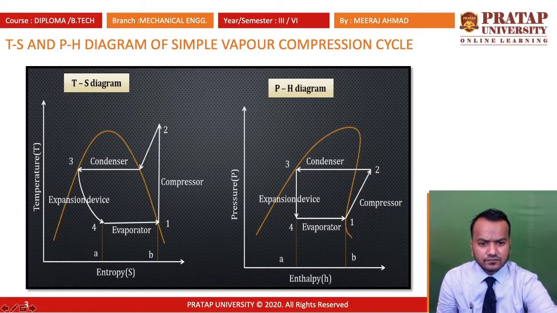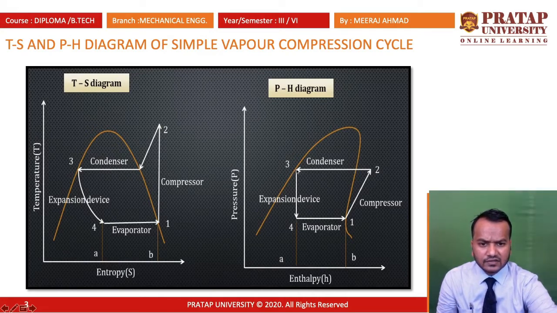You can see that at point 1 this is the saturated vapor line, then it enters the compressor, from 1 to 2. After that, this is a constant pressure heat rejection process. Then this superheated vapor should be converted into saturated liquid.